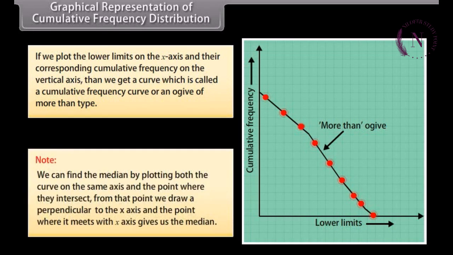Note: we can find the median by plotting both curves on the same axis and finding the point where they intersect. From that point, we draw a perpendicular to the x-axis, and the point where it meets the x-axis gives us the median.